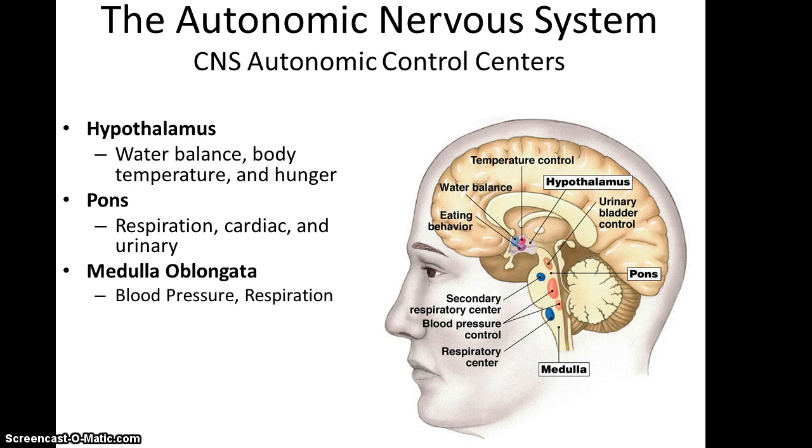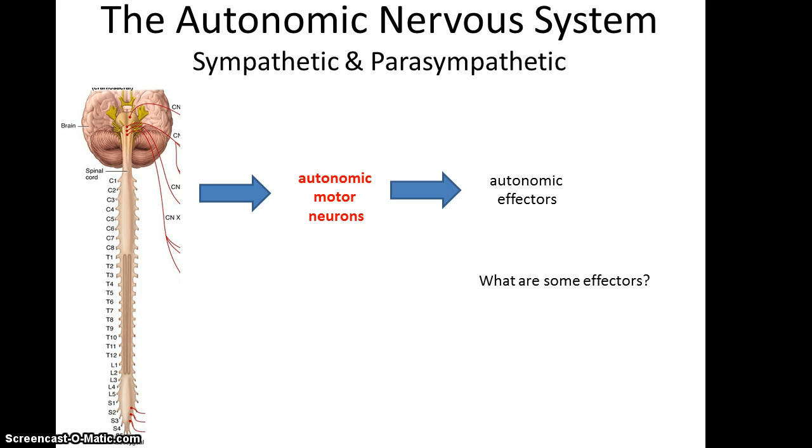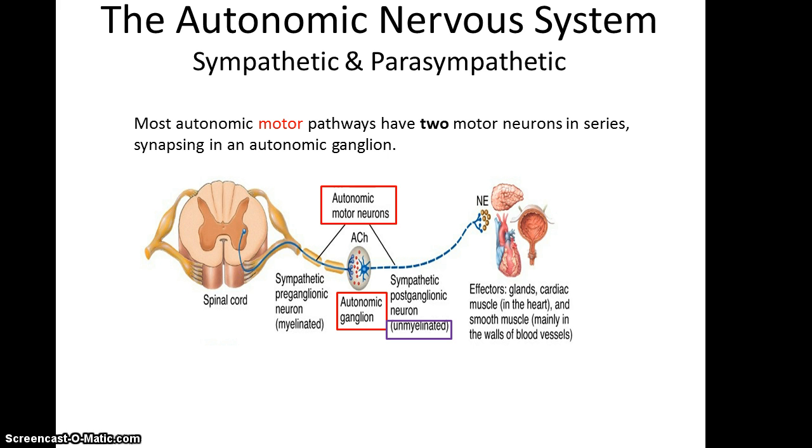Alright, the main control areas in the central nervous system for autonomic functions include the hypothalamus, the pons, and the medulla oblongata. And from here, we now are sending signals out to cause a response. So these are going to leave via autonomic motor neurons from the brain or spinal cord to affect autonomic effectors. And these can include glands and smooth muscles and so forth.